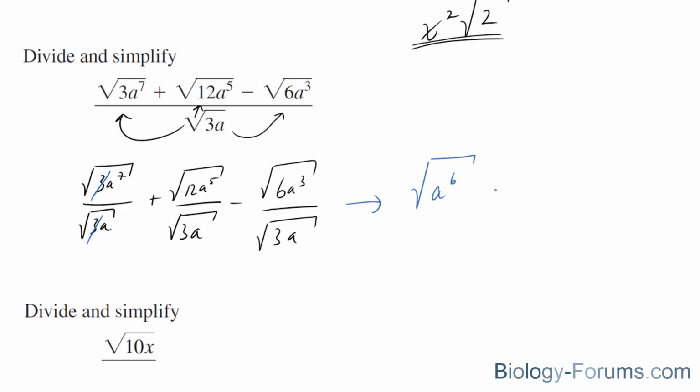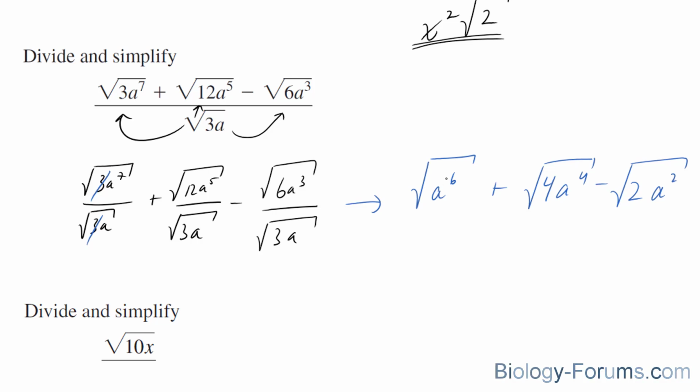12 divided by 3 is 4. A to the power of 5 divided by a is equal to a to the power of 4, and that is also square rooted. And lastly, 6 divided by 3 is 2. A to the power of 3 divided by a is equal to a to the power of 2. Excellent. We can further reduce this.